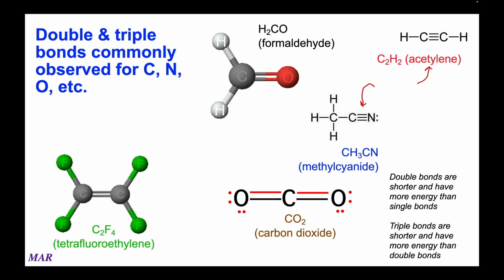Now, we remember from earlier, as the number of bonds goes up, the length between the 2 atoms goes down. So a double bond is shorter than a single bond, and a triple bond is shorter than a double bond. So the bonds actually get closer together as the number of bonds goes up. And we'll talk about this more later, but it is kind of an interesting thing. You do have more energy when you have a double bond versus a single bond, and a triple bond would have even more energy than a double bond.